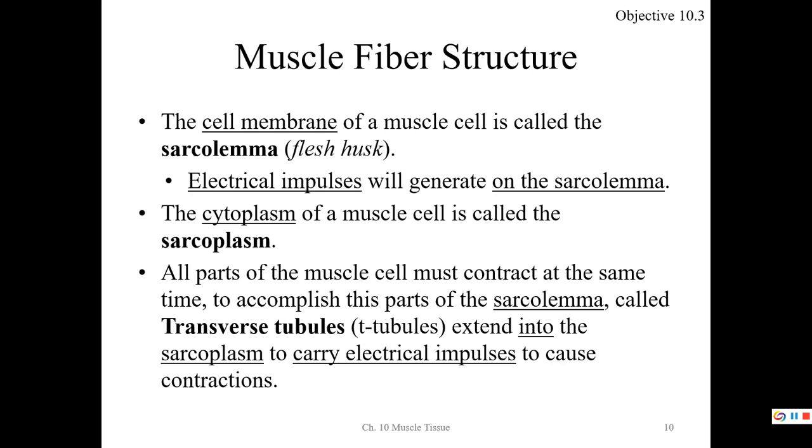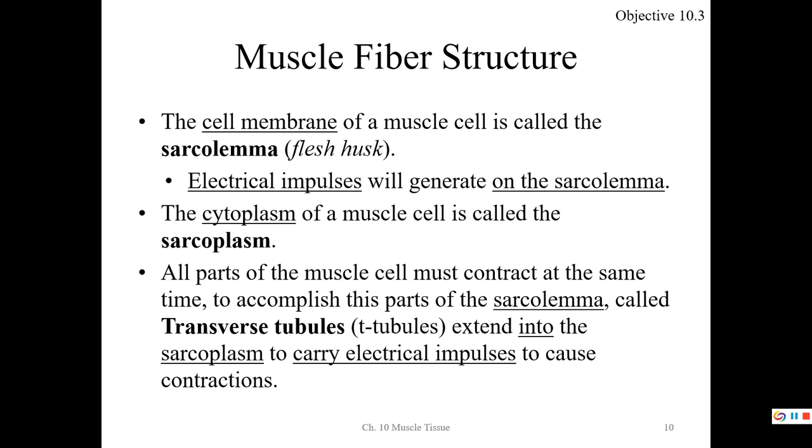Now, inside of a muscle fiber, there is a cytoplasm. Just like all cells have a cytoplasm inside, well, the cytoplasm of a muscle fiber is called the sarcoplasm. Basically, this is a flesh fluid, okay? Now, what we'll see is I want to be able to make the whole muscle cell contract at one time. If I want to make the whole muscle cell contract at one time, what I've got to do is take my electrical impulse and carry it into the muscle cell.